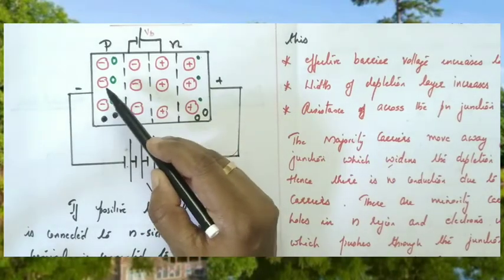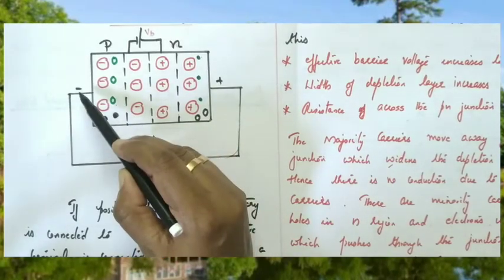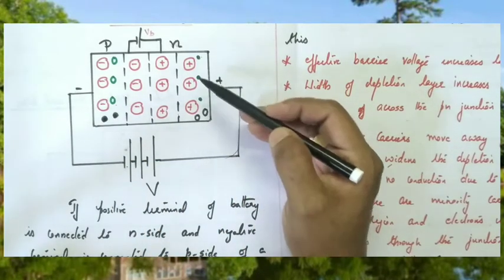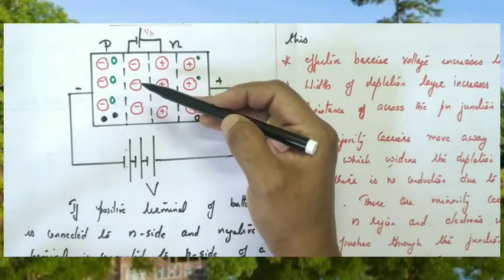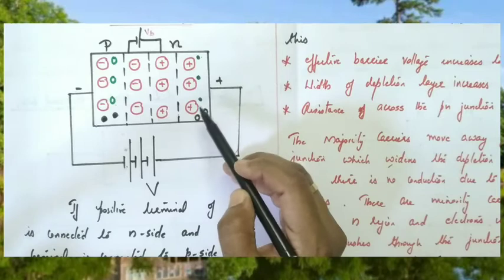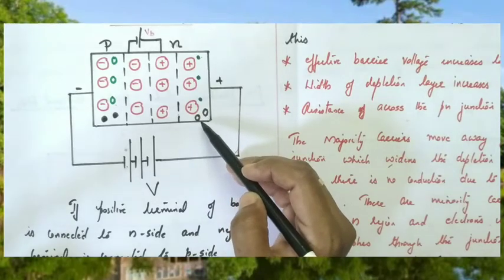So, repulsion is more. Electrons are strongly repelled by the negative potential, and holes are strongly repelled by the positive potential. Therefore, they penetrate through the depletion layer and hence they conduct. So, there is conduction only due to which charge carriers? Minority charge carriers. Clear, children?